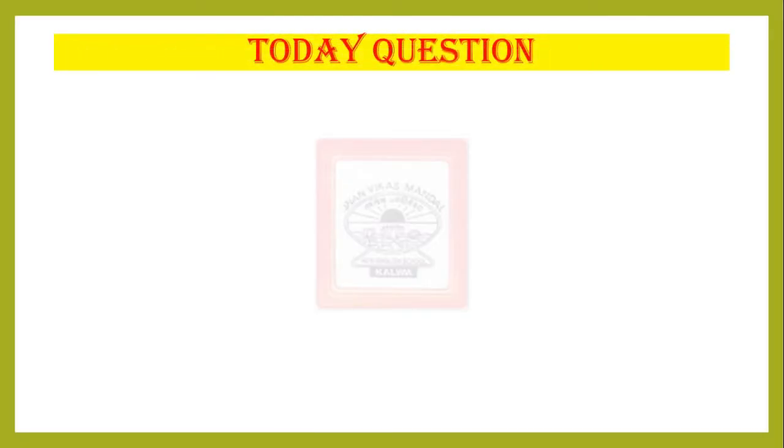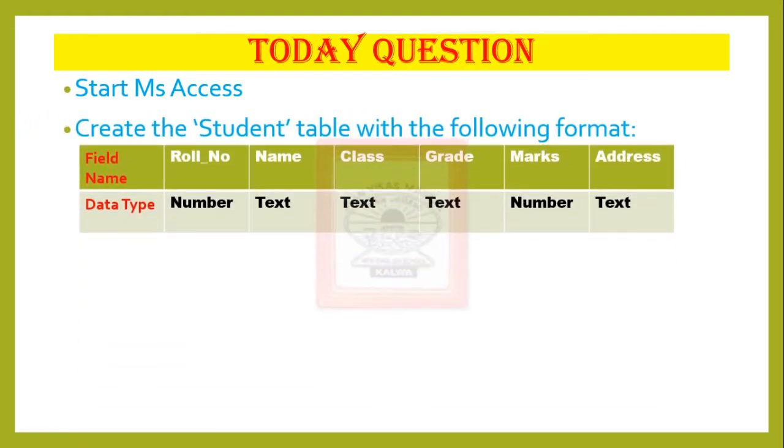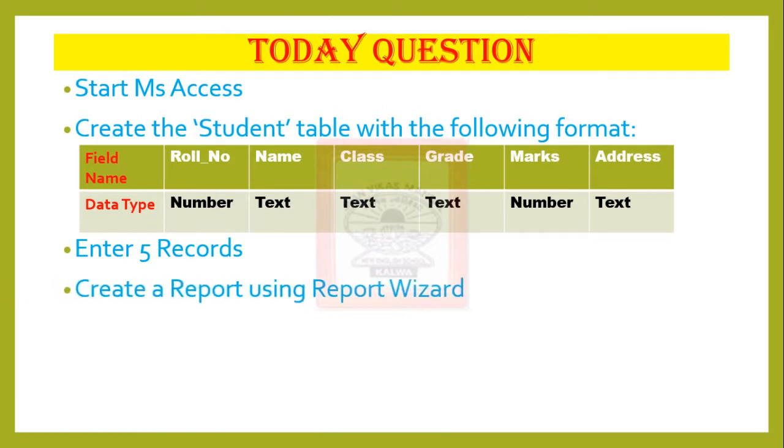Let's see what we are going to do in today's practical. Of course, we are going to start Microsoft Access, and then we are going to create this student table, which will have the following fields: roll number, name, class, grade, marks, and address. For this, I am going to take the details from your book, given on page number 65. Around 5-6 records are given, which I am going to type, and then I will create the report using the Report Wizard.